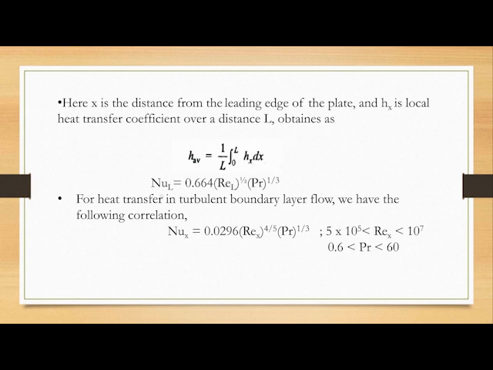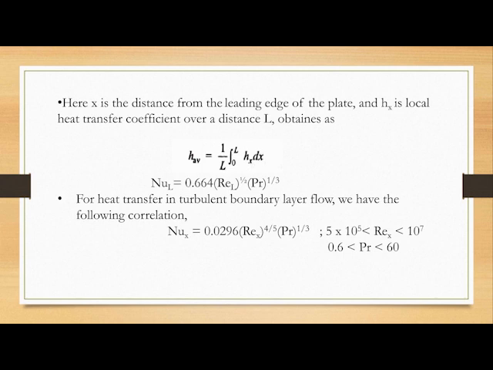Nusselt number equals 0.664 into Reynolds number to the power 1 by 2 multiplied by Prandtl number to the power 1 by 3. This was for the laminar flow condition. For the turbulent flow, we have the following correlation: Nusselt number equals 0.0296 multiplied by Reynolds number to the power 4 by 5 multiplied by Prandtl number to the power 1 by 3.